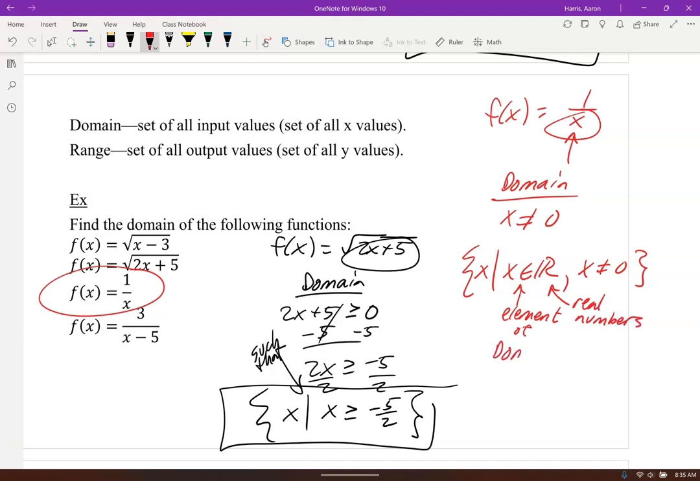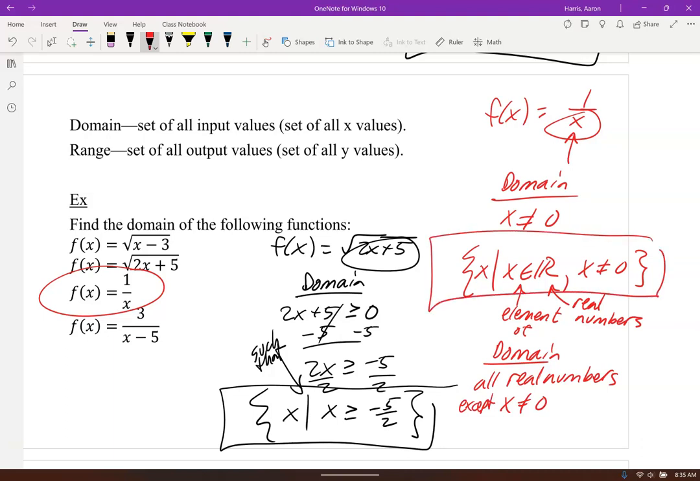Another way to say your domain here is all real numbers except, x cannot be 0. That's what this is saying. It's the same thing. It can be anything except 0.